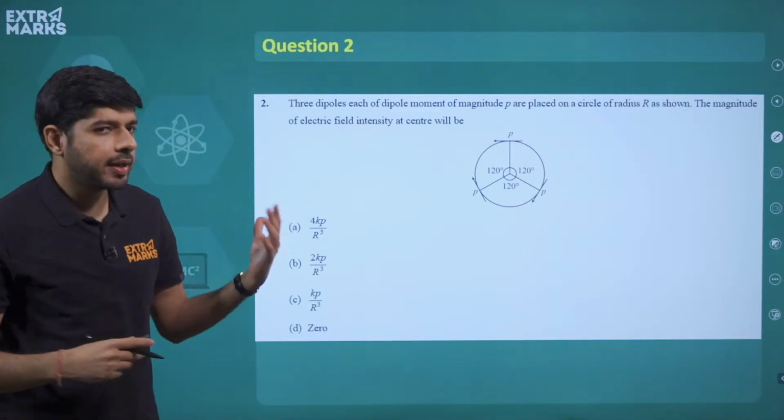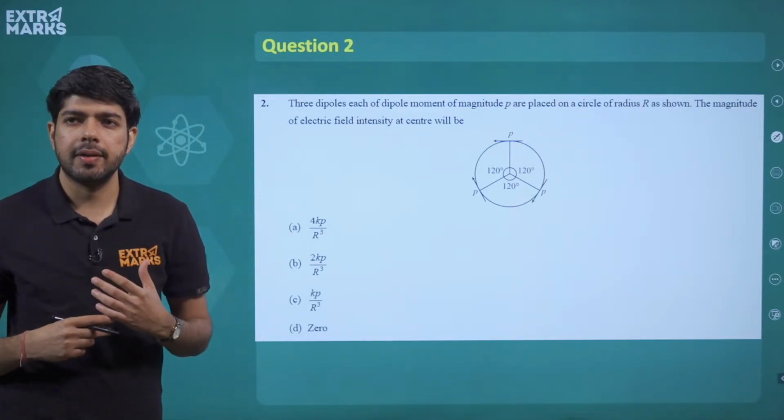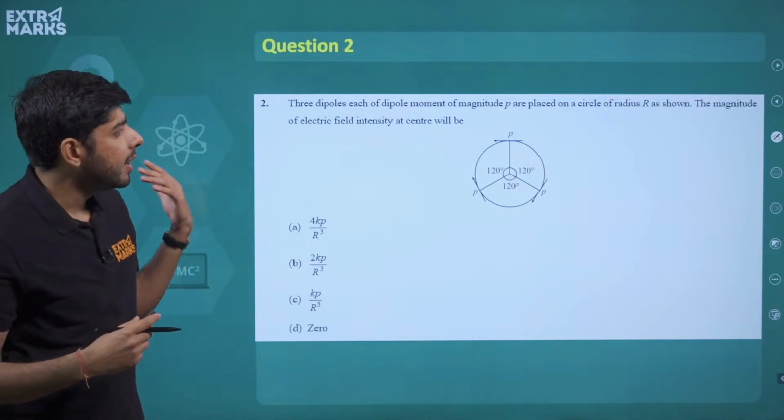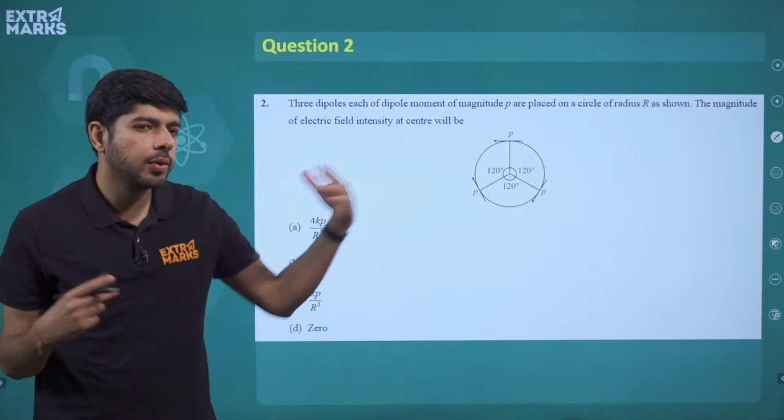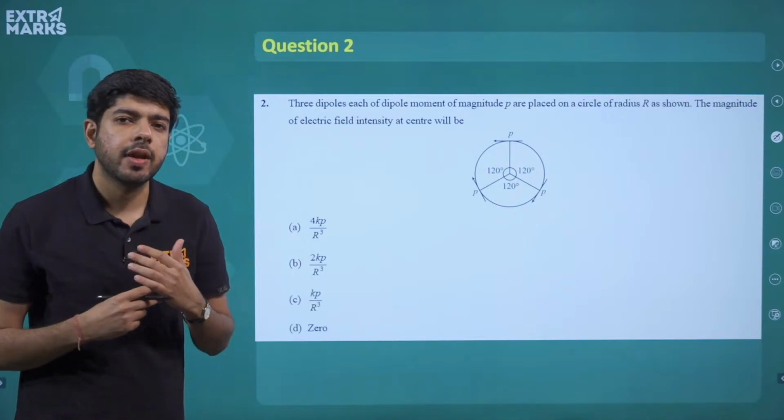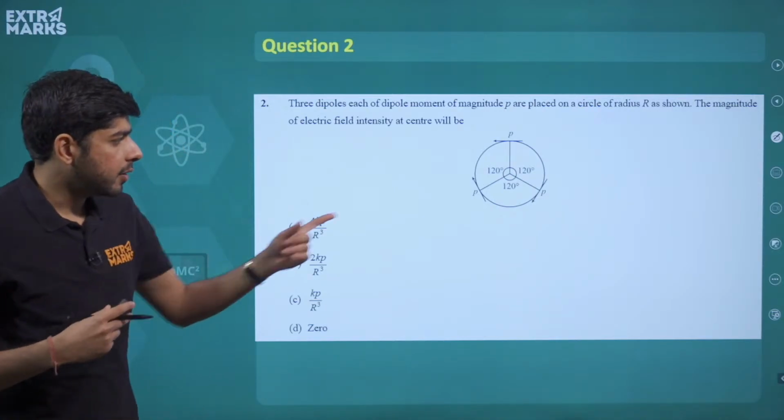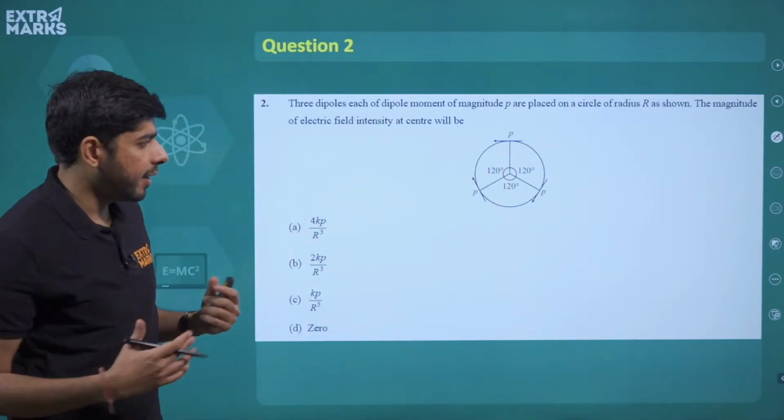So this is about dipoles. They are asking what is the electric field intensity at the center due to the dipoles. There are 3 dipoles as you can see. So 1, 2, 3, all 3 are at some angle, 120.